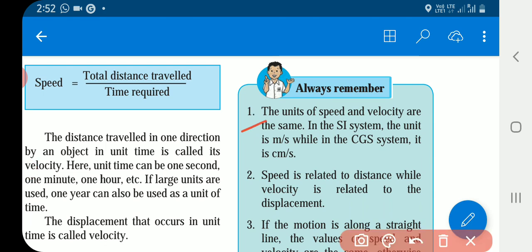The units of speed and velocity are the same. In the SI system the unit is meter per second. In the CGS system it is centimeter per second. Speed is related to distance while velocity is related to displacement. You can also write this as the second point for the distinction between distance and displacement. Speed is related to distance and velocity is related to displacement.